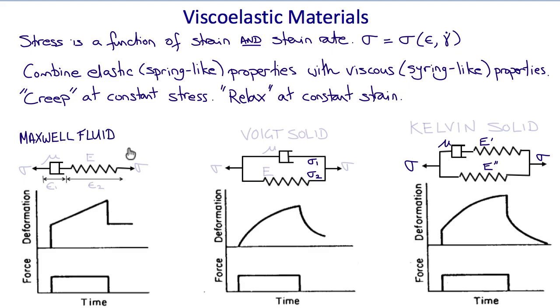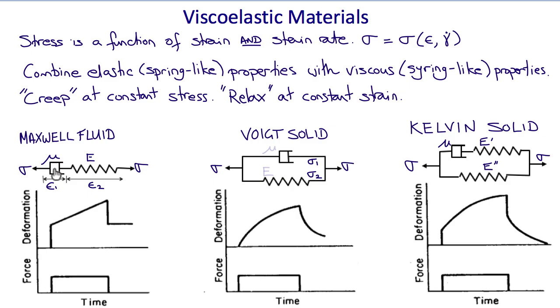For example, if we put a solid elastic material and a viscous fluid in series with each other, we get a Maxwell fluid. If we put them in parallel, we get a Voigt solid, and if we have two solid-like materials, or if you like, a Maxwell fluid in parallel with a spring, we get what's called a Kelvin solid or standard linear solid.